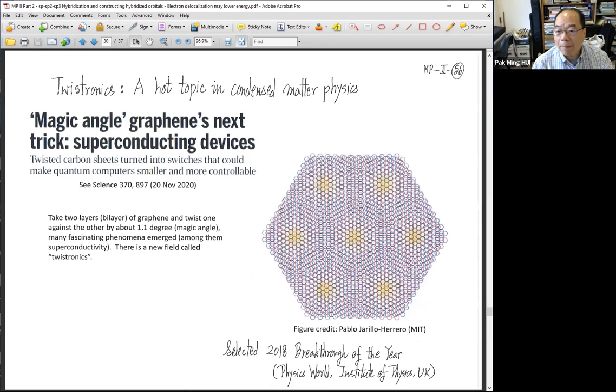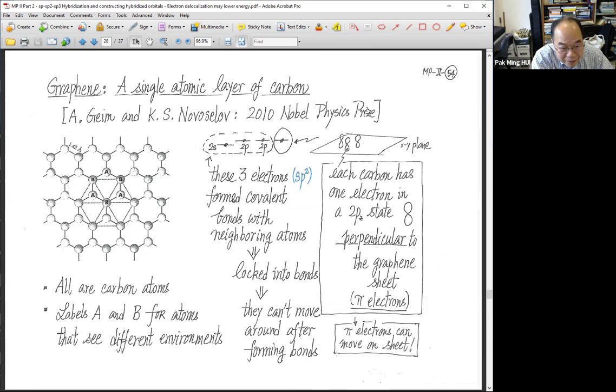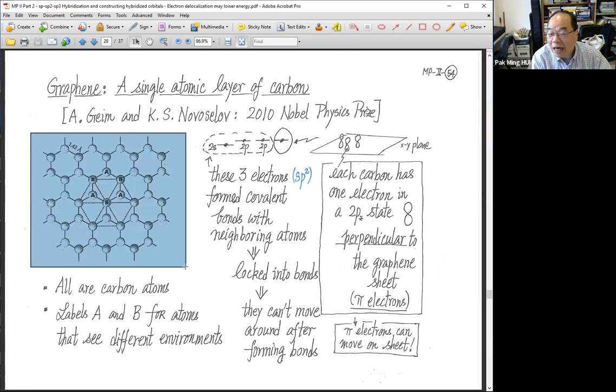The hottest topics in the past 3 years or so in the whole of physics, not only condensed matter physics, is this kind of bilayer or tri-layer graphene. So this one is about bilayer graphene. Now you can think about, you have one layer like this. On top of it, you have another layer, okay?